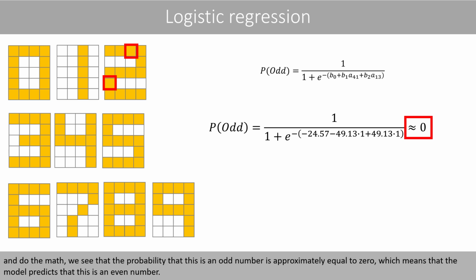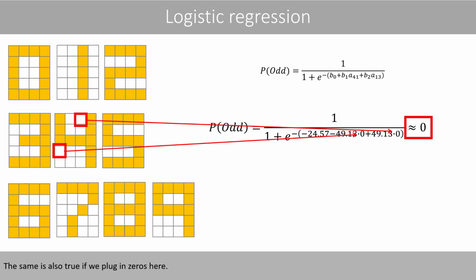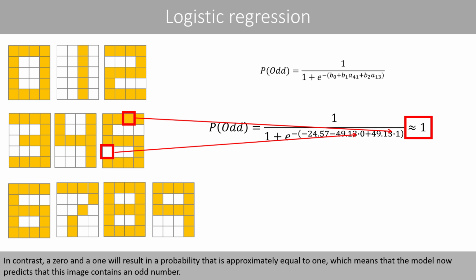Which means that the model predicts that this is an even number. The same is also true if you plug in zeros here. In contrast, a 0 and a 1 will result in a probability that is approximately equal to 1, which means that the model now predicts that this image contains an odd number.